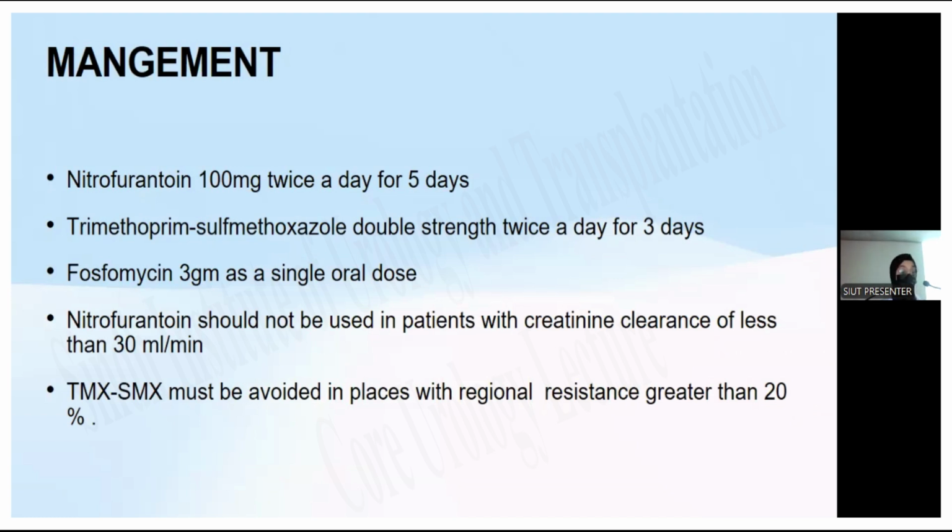The management of UTI depends on whether the condition is uncomplicated or complicated. The first-line therapy for women, as recommended by the EAU guidelines for uncomplicated cystitis, is fosfomycin and nitrofurantoin. Alternatively, we can also choose cephalosporins.